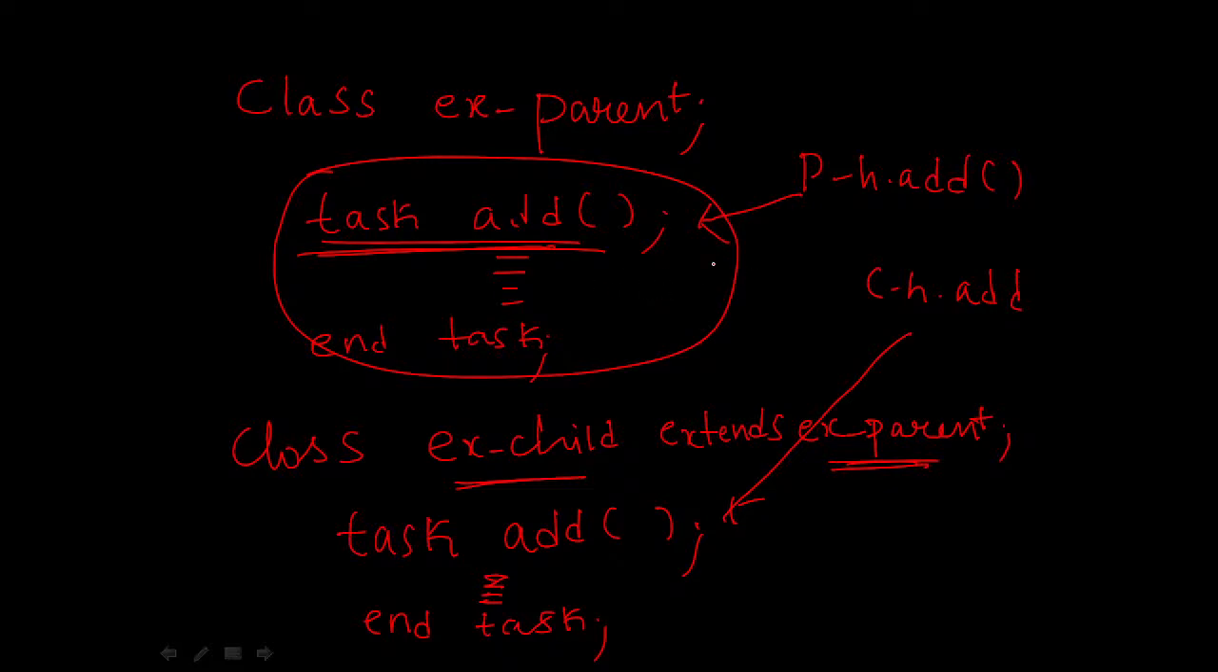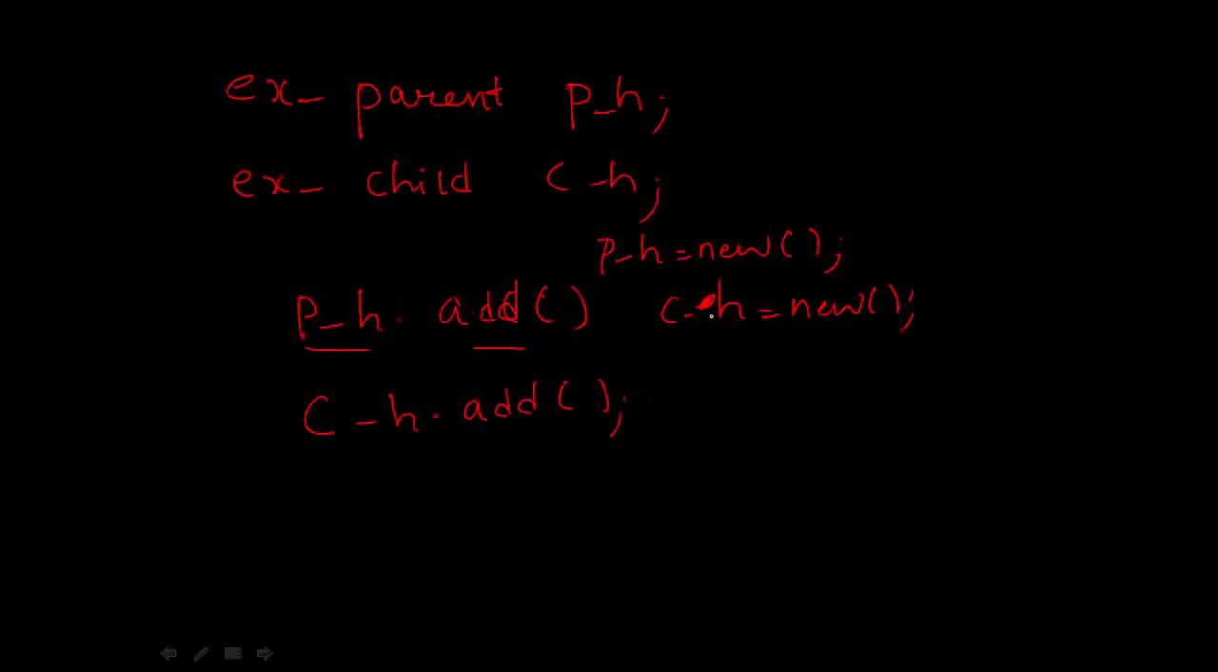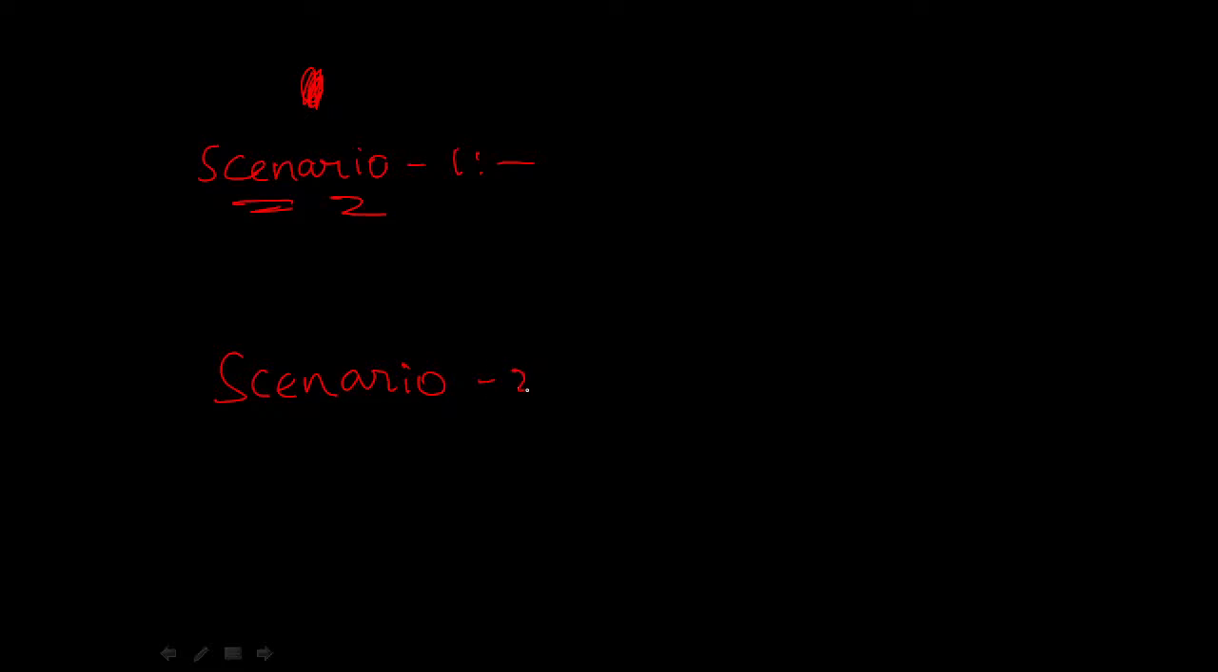So first we should create the object, and after creating the object, we are calling the method which is present in the parent class, and the method which is present in the child class. Just we are calling the parent class method and child class method with the parent class object handle and child class object handle. Okay, up to here I think it is clear. Now what if I perform this operation? Let's take two scenarios. This is scenario 1. This is scenario 2.